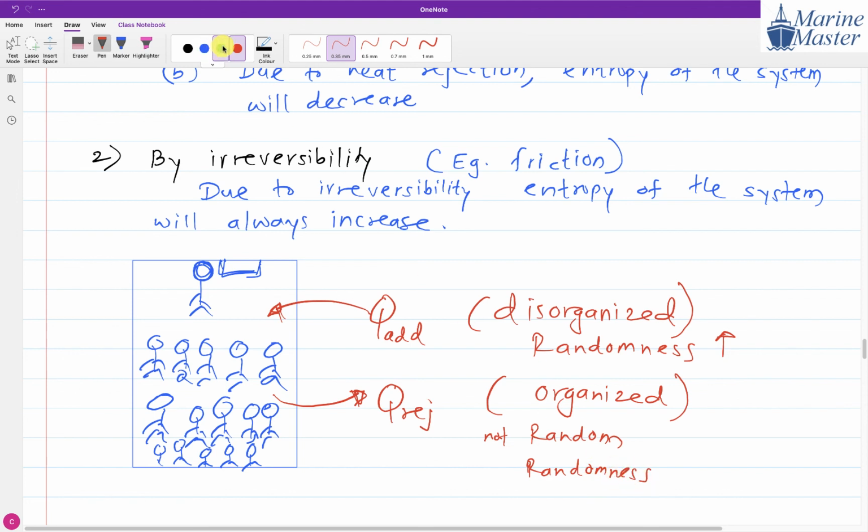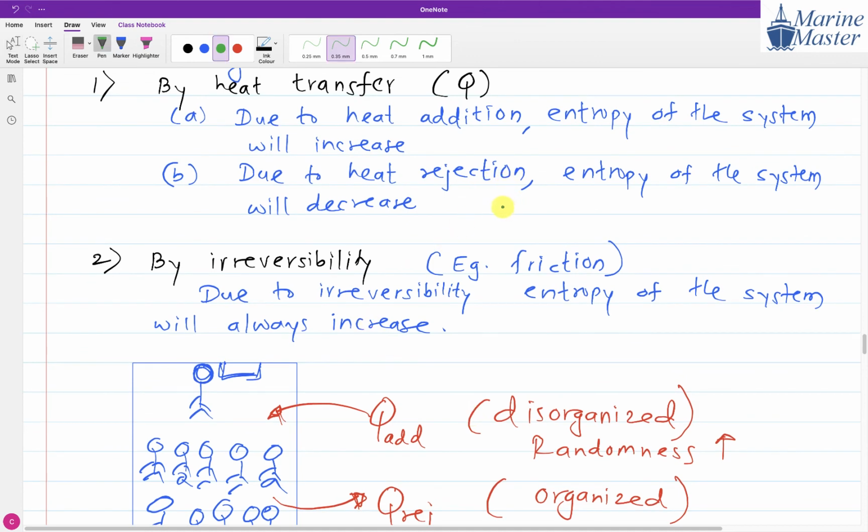Does it remain constant? Randomness is going to decrease. So due to heat addition, the entropy of the system is going to increase because disorganization or randomness is going to increase. And due to heat rejection, things will become properly organized. So you got the meaning: due to heat addition, the entropy of the system will increase. Due to heat rejection, the entropy of the system will decrease. That is the example of the classroom we have seen.